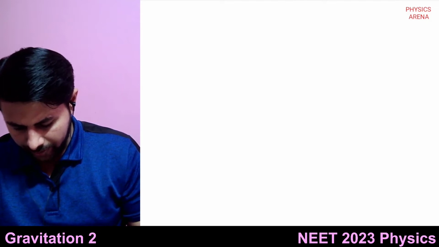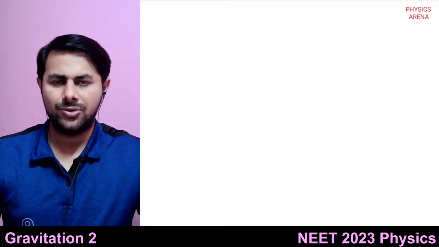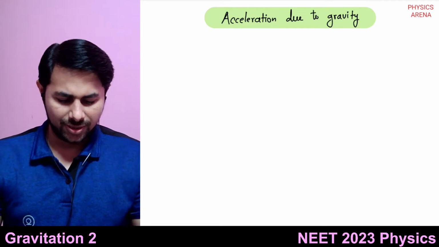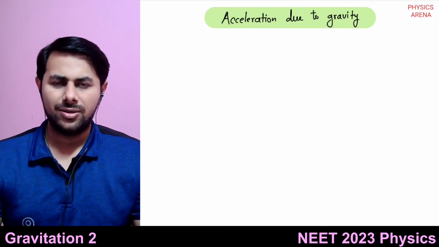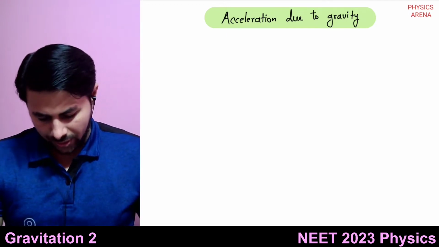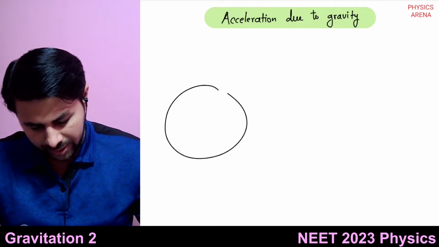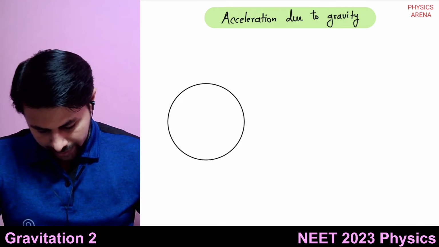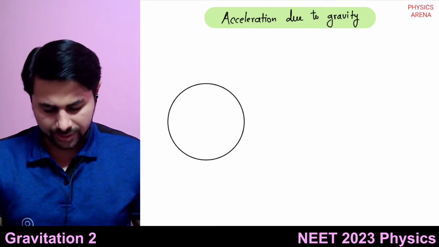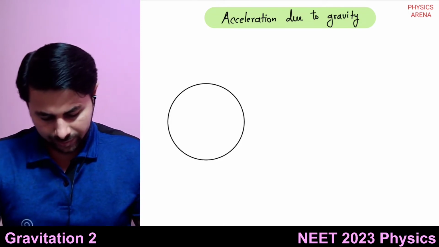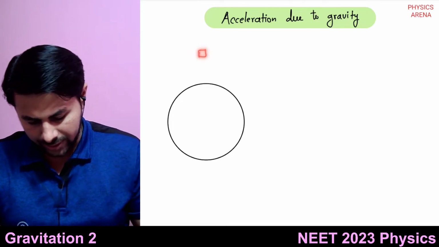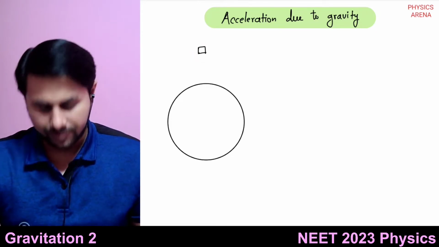So today we will talk about the acceleration due to gravity. Let us see the acceleration due to gravity due to the earth. Let's suppose this is our earth and there is some object somewhere. Let's suppose there is some object over here.